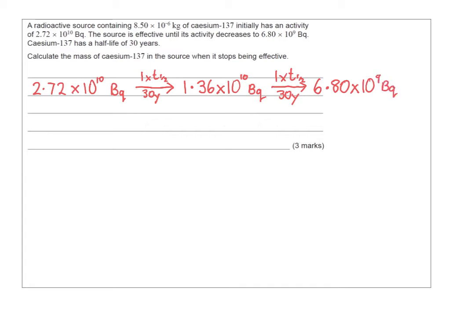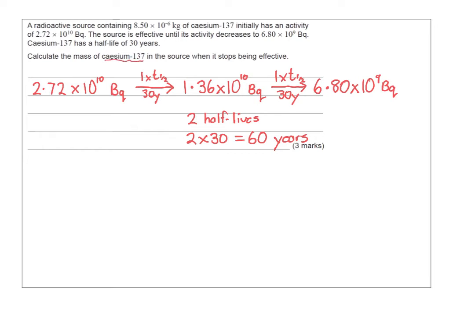So you can see there, that's the level where it's no longer effective. So that has taken 2 half-lives. Could have used the T half symbol there, all right, 2 half-lives, which is basically 2 times 30, which is equal to 60 years. Not that we even need to know that it's 60 years, we really only need to know it's 2 half-lives, because we want to know after 2 half-lives, what's the mass of cesium-137 that would be present.